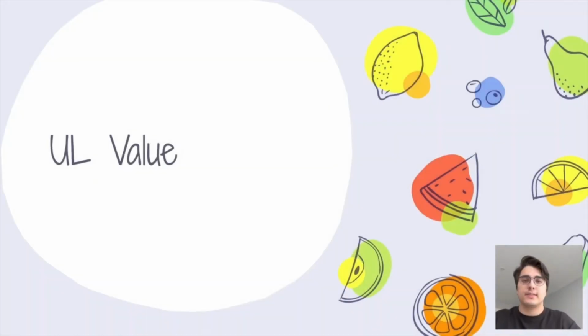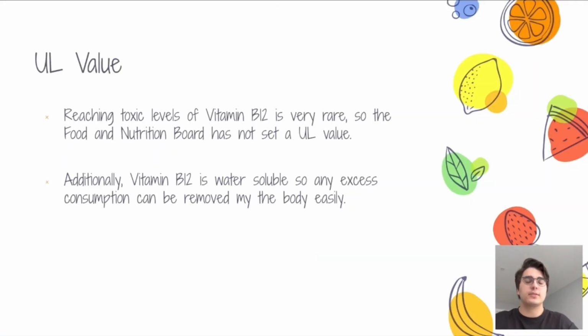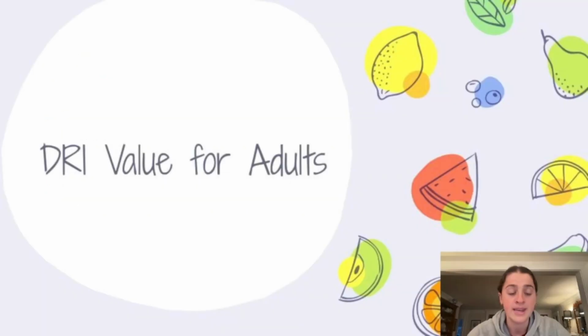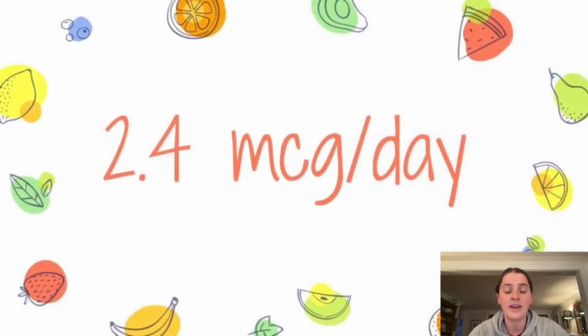A UL value doesn't exist for vitamin B12. Reaching toxic levels of vitamin B12 is very rare, so the Food and Nutrition Board has not set a UL value. Additionally, vitamin B12 is a water-soluble vitamin, so any excess consumption can be removed from the body easily. Now we will look at the DRI value for adults. This value is 2.4 micrograms per day.